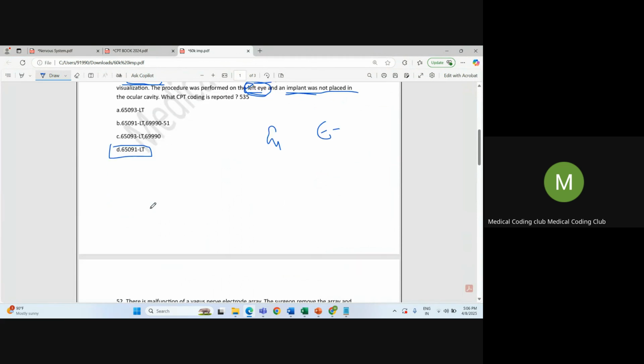Since we are using LT, laterality modifier, because it is total eye, we are not only focusing on eyelid but eye. So we have used LT modifier.